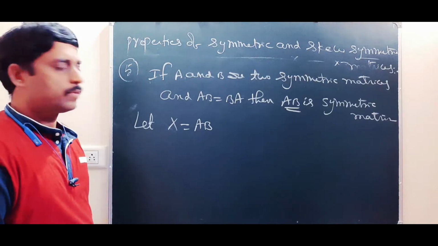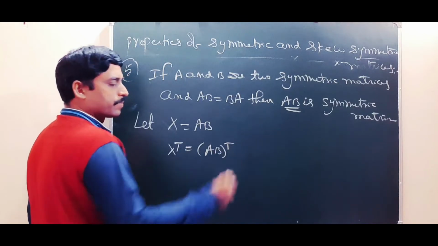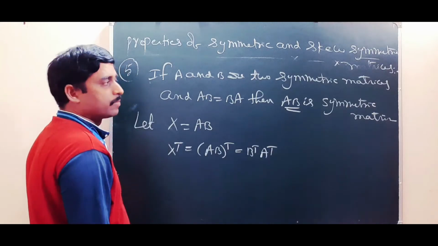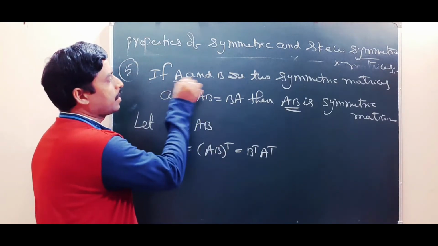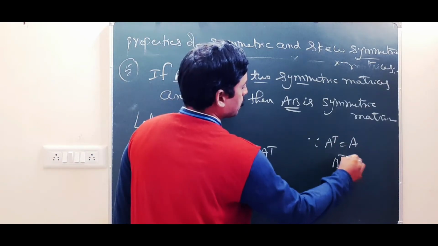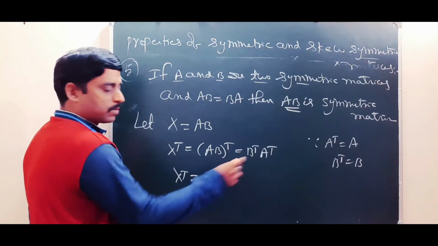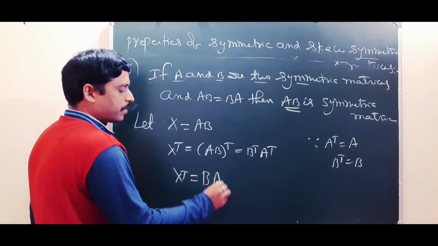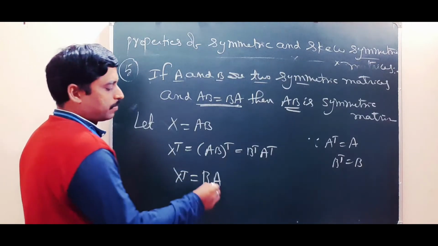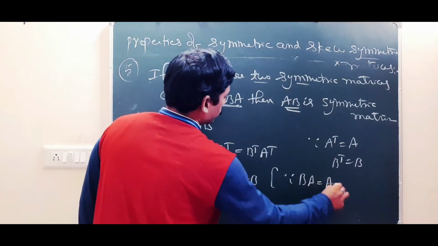X is equal to AB. Now taking transpose on both sides, transpose of X is equal to transpose of AB. It is going to be B transpose into A transpose. But what is given in this point? A and B are symmetric matrices. So transpose of A is equal to A, transpose of B is equal to B are given. So transpose of B is B, transpose of A is A. But the second condition is also given, AB is equal to BA. So BA is equal to AB, since BA is equal to AB is given.